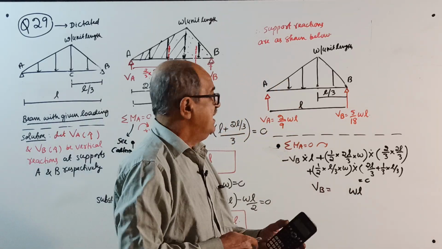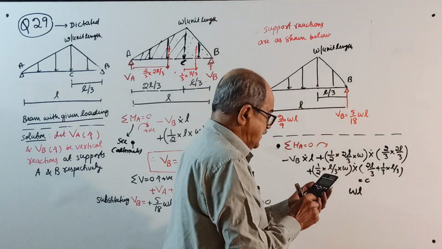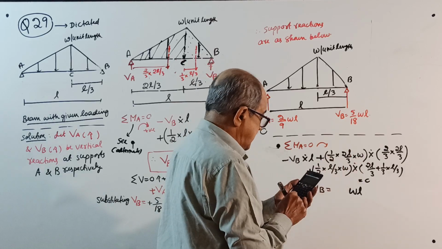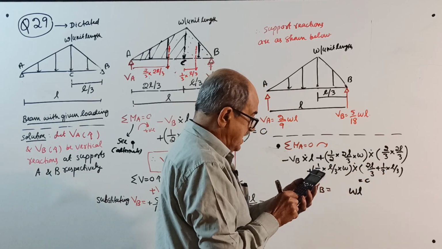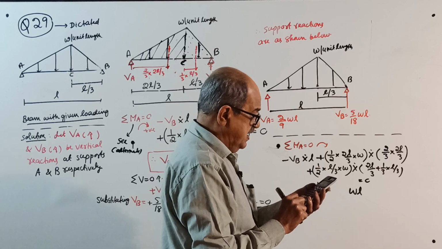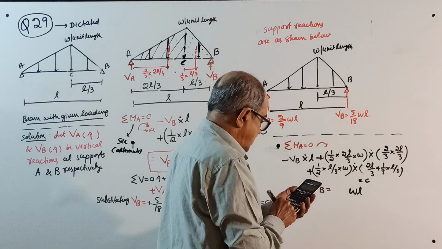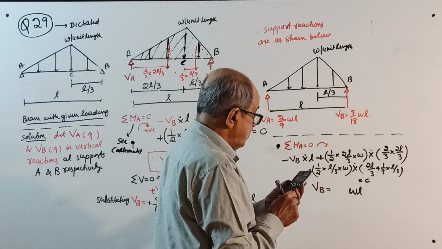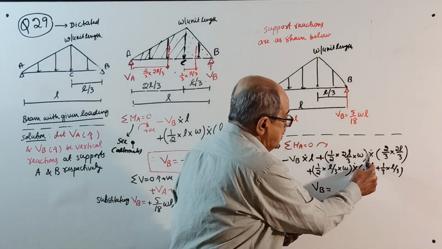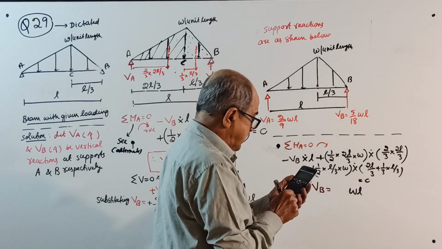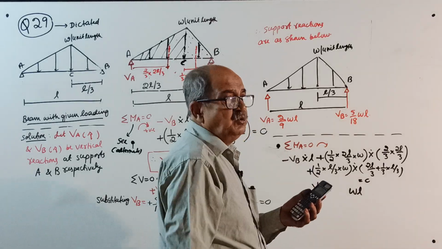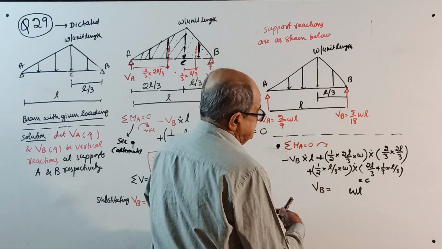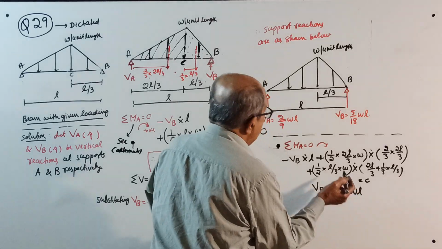Now that number is the more important. That number is half into 2 by 3 into 2 by 3 of 2 by 3, bracket not required, then plus half into 1 by 3 into 1, now bracket required, 2 by 3 plus 1 by 3 of 1 by 3. That is 0.2777 something or 5 by 18. So you will get 5 by 18 WL. Same. 5 by 18 WL. What answer you got here?